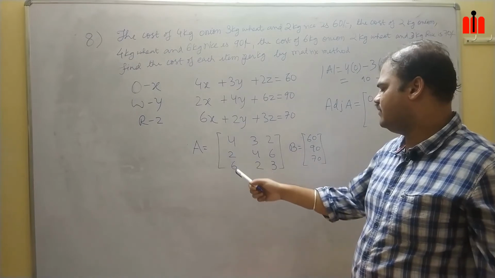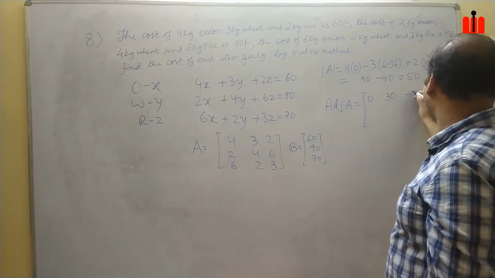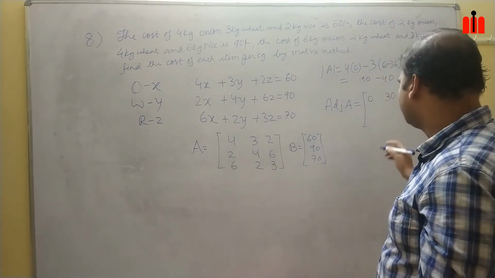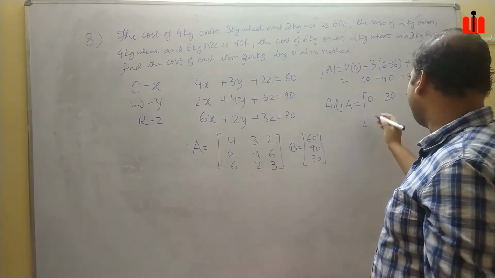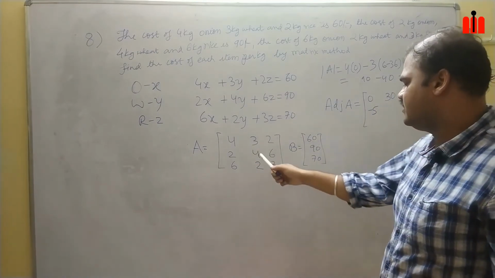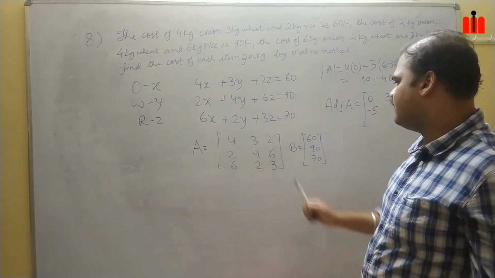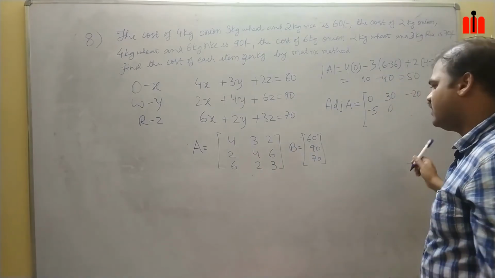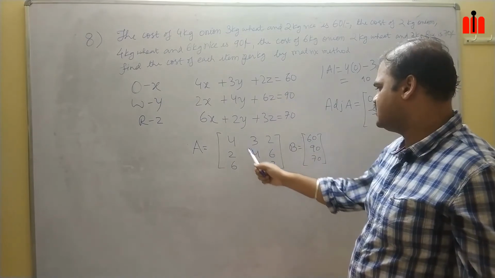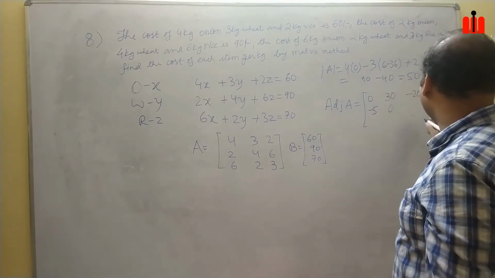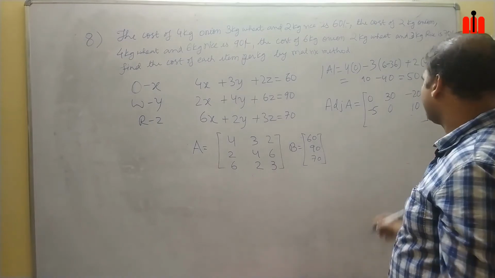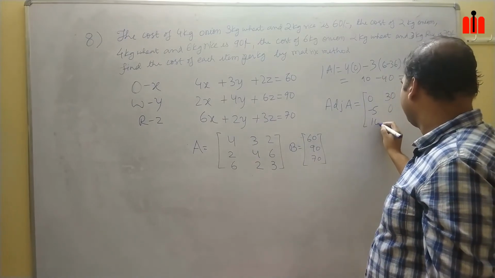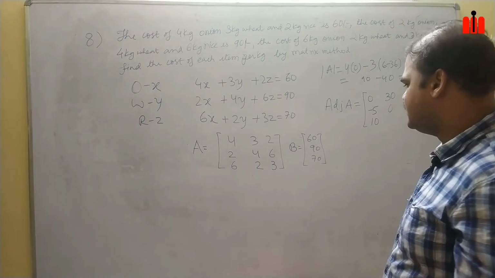For 2, it will be 4 minus 24, so minus 20. So it is minus 20. For 2, it is 9 minus 4, it is 5. 9 minus 4 is 5, so it will become minus 5, negative of the minor. Here it is 12 minus 12, 0. 3 fours are 12, 6 twos are 12, yeah, 0. After that 6, it is 8 minus 18, so minus 10, it will become plus 10. And for 6, it is 18 minus 8, which is 10.